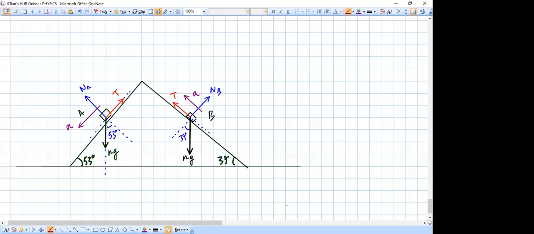Okay. So next, resolution of the forces. For A's free body diagram, we'll take the direction of the acceleration as our x-axis. And the direction perpendicular, or normal, to the surface will become our y-axis. For this one, we will take the direction of the acceleration as our x-axis, and the direction perpendicular to that, in which the normal reaction is acting, will become our y-axis.